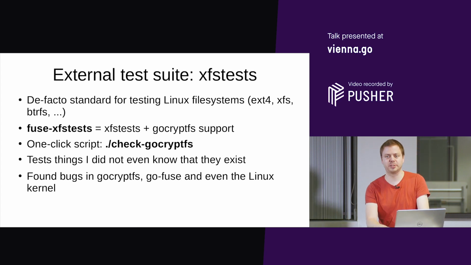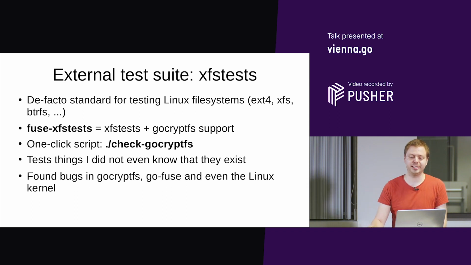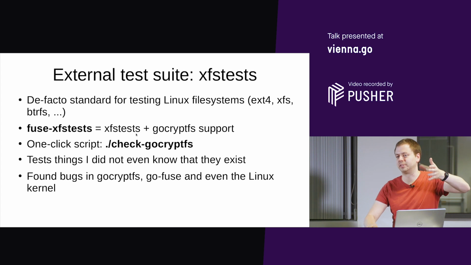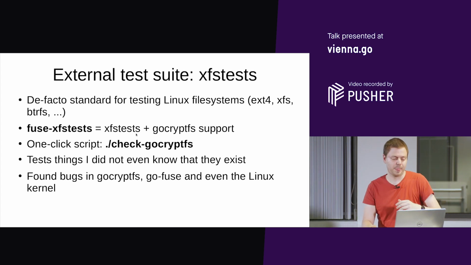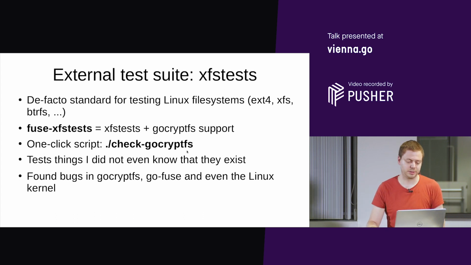Then what I also found important is to not only have your own tests, but to have an external test suite. Fortunately, there is xfstests for Linux. It's like the standard test suite. It is also used for testing the normal Linux file systems. So what I did is I made my own fork. I called it fuse-xfstests, which is basically xfstests extended to also support testing gocryptfs. And of course, I added a one-click script that you execute and it runs the tests.